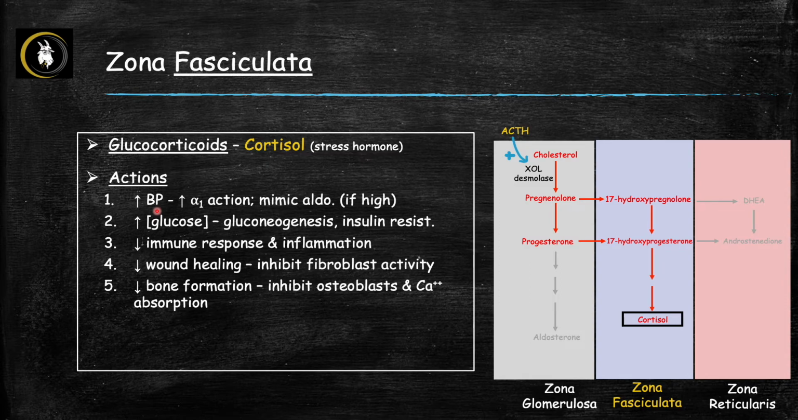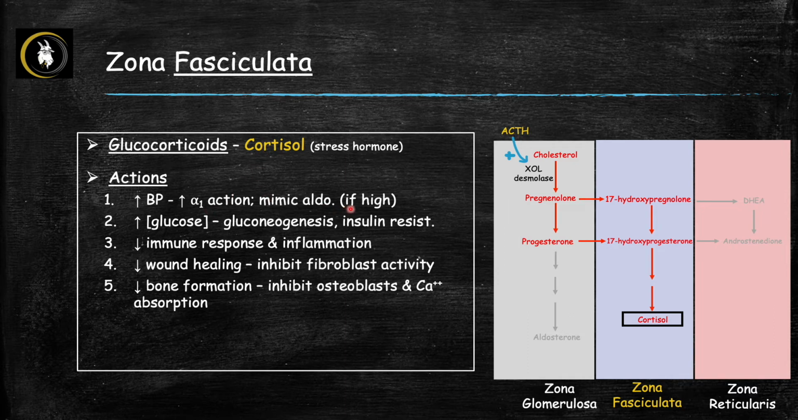And the way that this does this is by upregulating the action of alpha-1. Remember, we have alpha-1 receptors that are responding to catecholamines in our vasculature. So what cortisol does is it increases the number of these alpha-1 receptors on the blood vessels, and it also increases their sensitivity to catecholamines. So by doing that, it's going to increase vasoconstriction, and it's going to make blood pressure go up. So important action of cortisol.